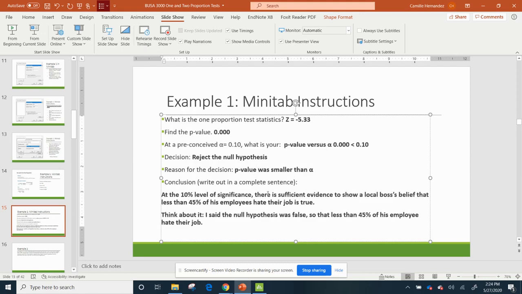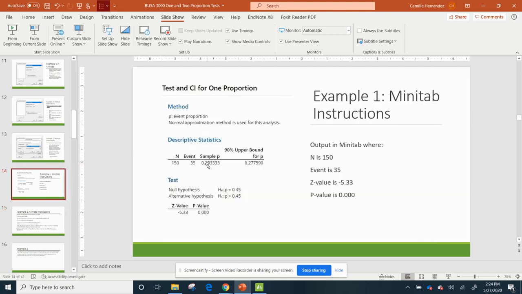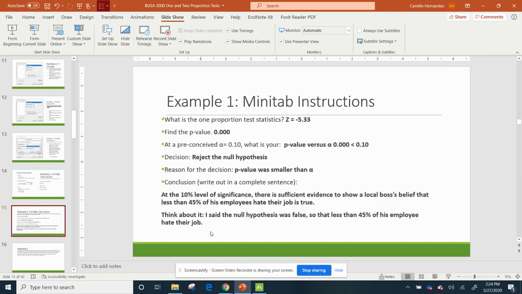At the 10% level of significance, there is significant evidence to show a local boss's belief that less than 45% of his employees hate their job is true. Because we didn't see that, if I go back here, roughly 23% of his people don't enjoy their job. So that's how I got that. Because I rejected the null and said it was false, that makes less than 45% of his employees hate their job.